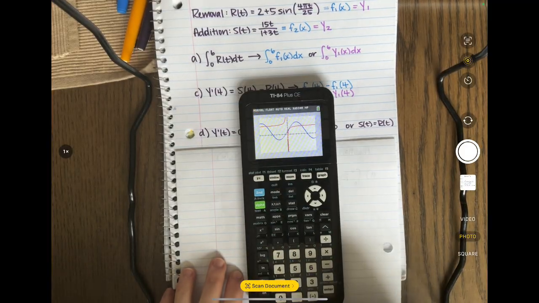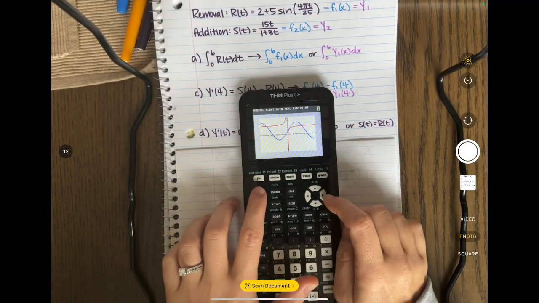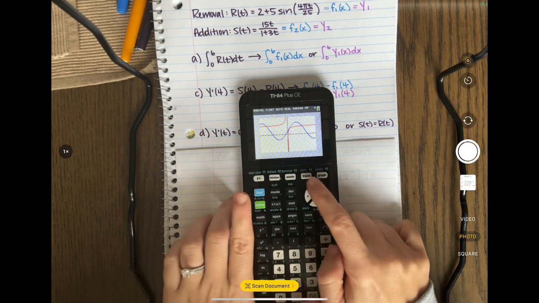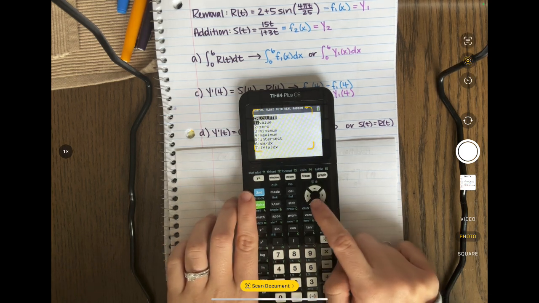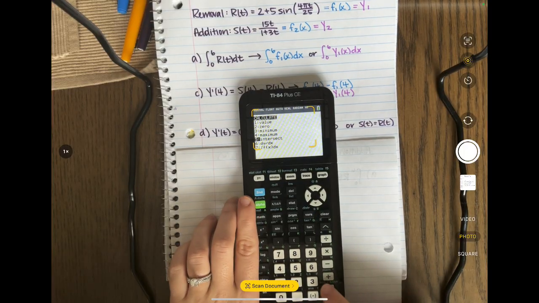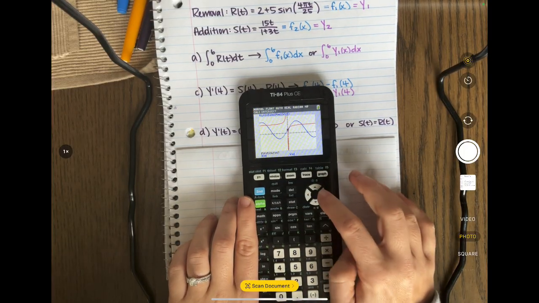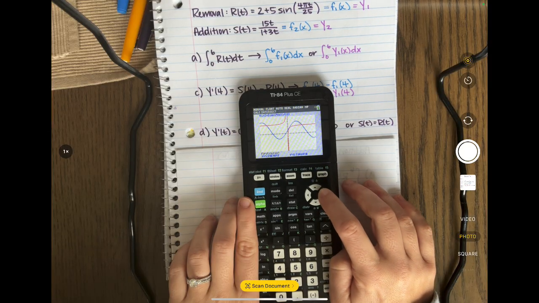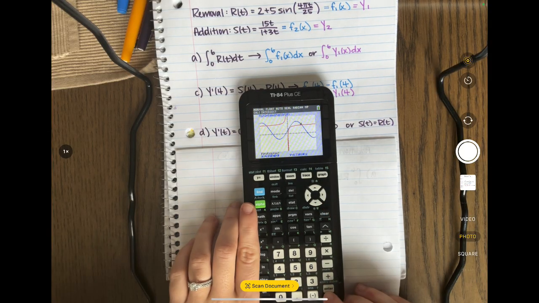Okay, so TI-84, I'm looking at that graph. I'm going to find that point of intersection by pressing second trace. That's going to get me to the calc menu because we're going to calculate something. I'm going to choose intersect. On the 84, I trace along my curves until I'm close by that point of intersection.